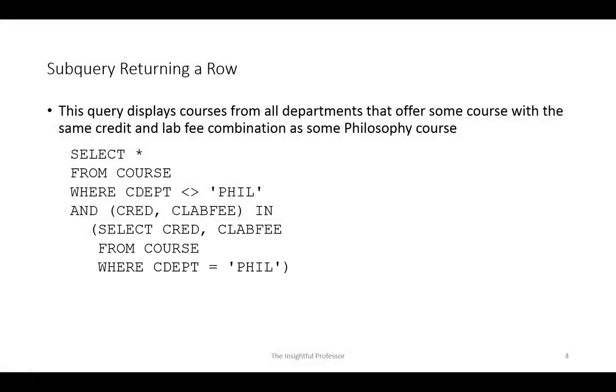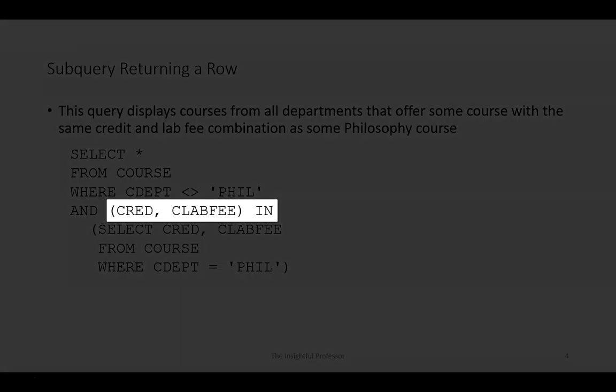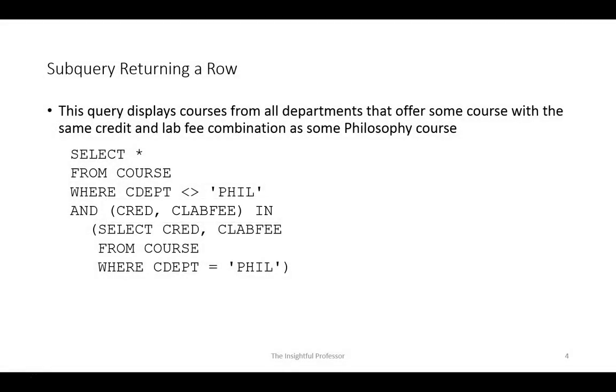Because multiple values are being returned in each row, when we receive the value in the main query, we must compare multiple values. It just so happens that the course table is being accessed in the subquery and the main query, so we're using the same columns. Credit and lab fee are being compared to the credit and lab fee values being returned by the subquery. This is a real powerful mechanism.